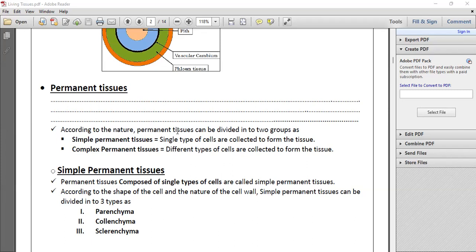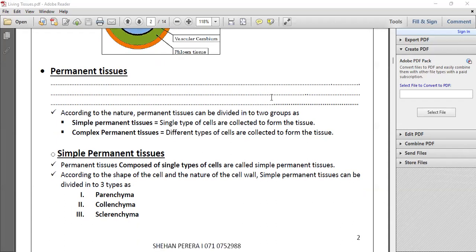So permanent tissues have no capability of doing cell division, right? When it comes to permanent tissues, we have two different types: simple permanent tissues and complex permanent tissues. These permanent tissues have cells which are not capable of doing cell division.